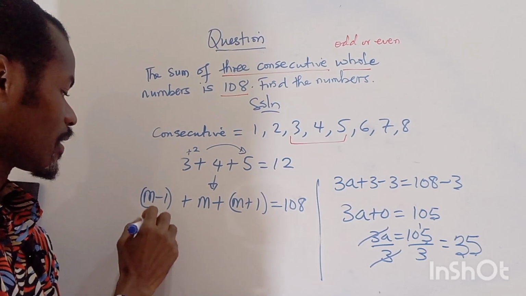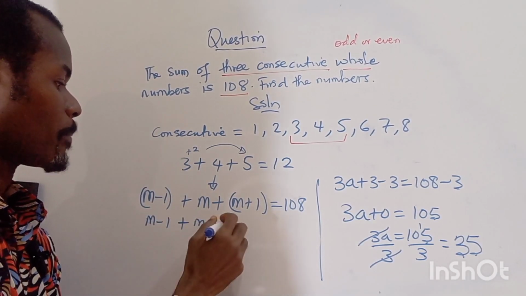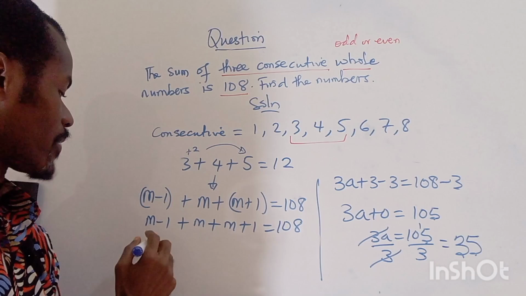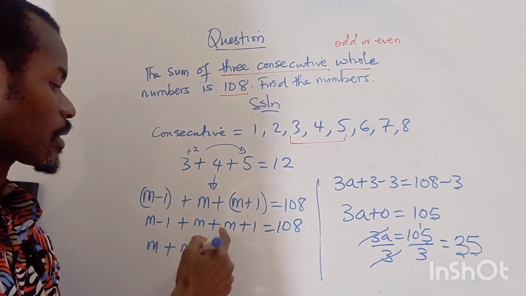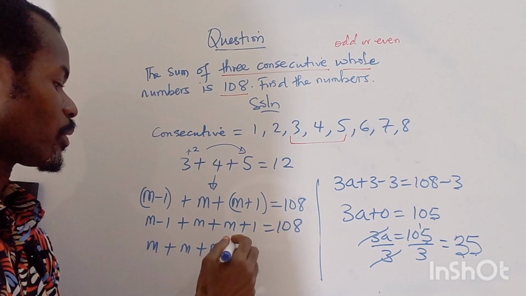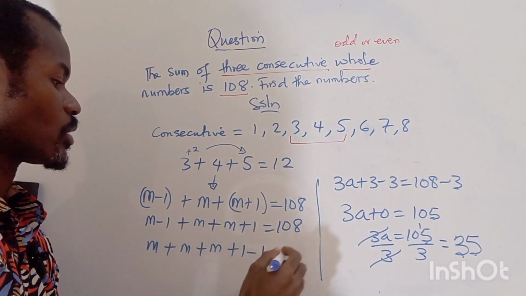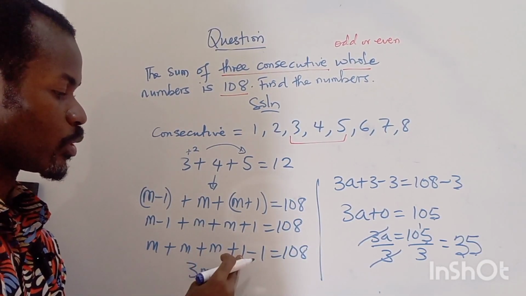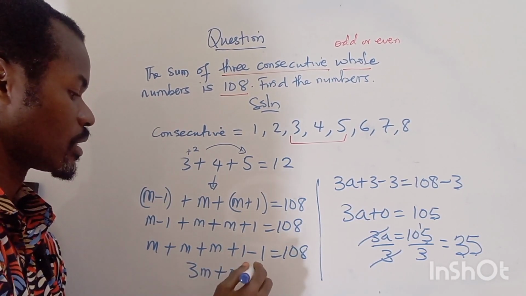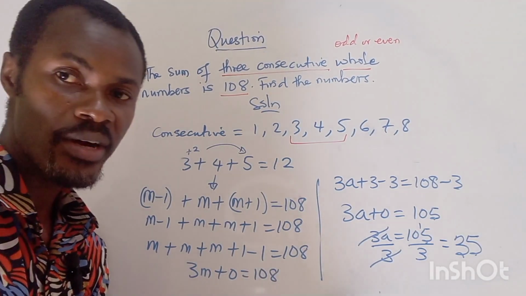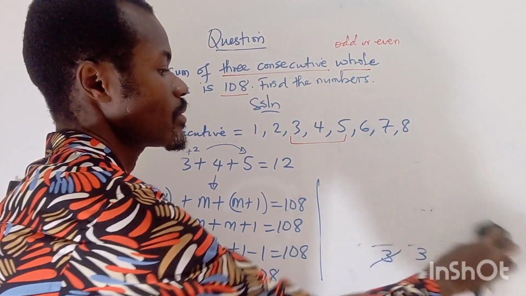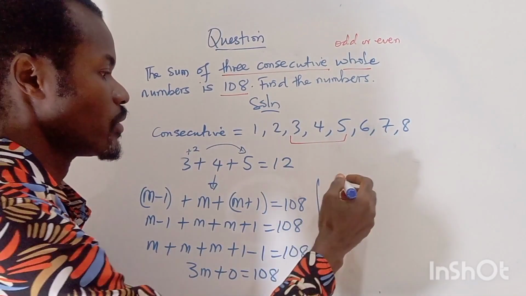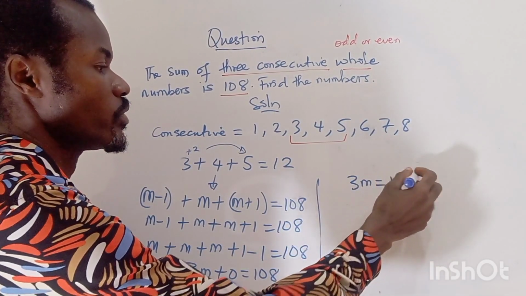So I have to remove the brackets: M minus 1 plus M plus M plus 1, which is 108. So let's collect like terms. We have M plus M plus M, and plus 1 and minus 1, which is 108. So M plus M plus M is going to give us 3M, and 1 minus 1 is 0, which is equal to 108. Right? Now with this, we can solve for the middle number, which is M. So 3M plus 0 is going to give us 3M, which is equal to 108.